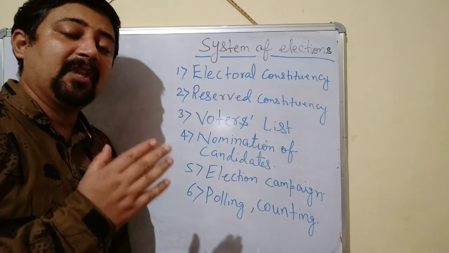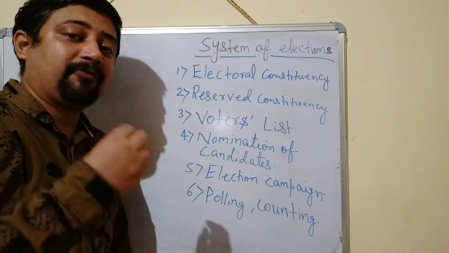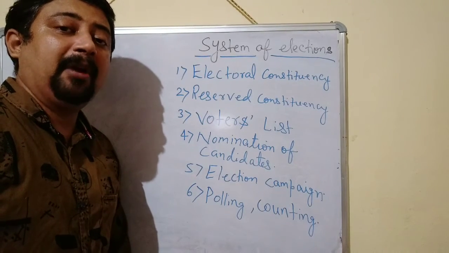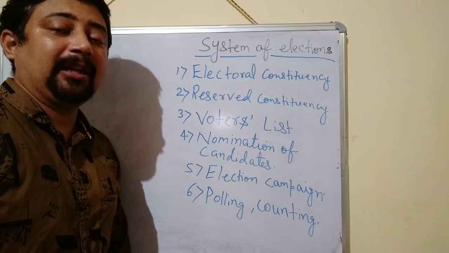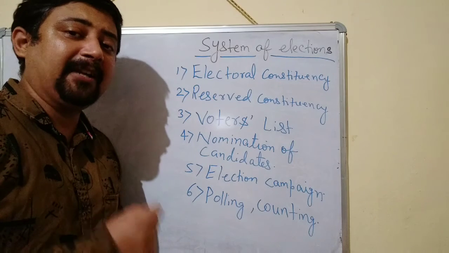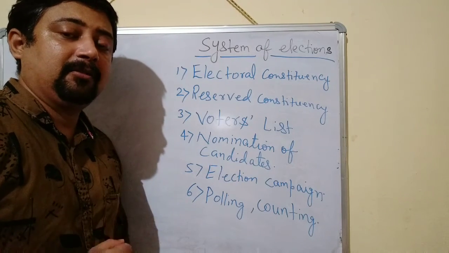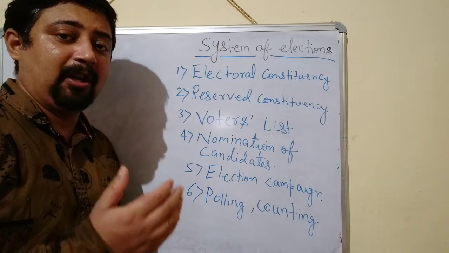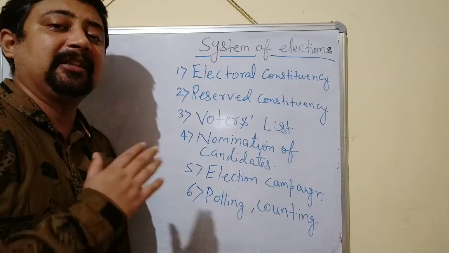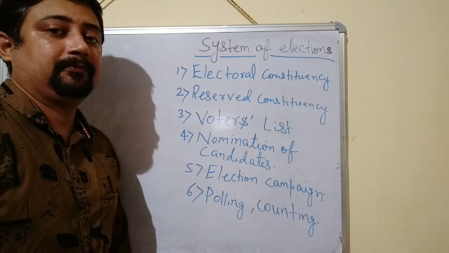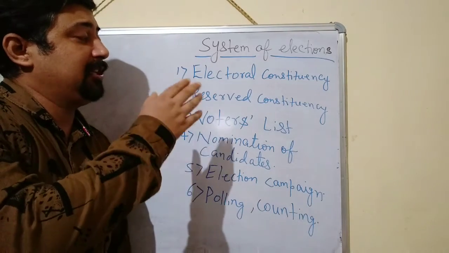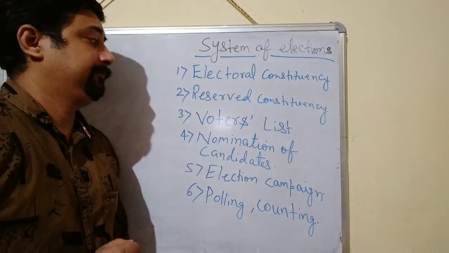The first role is to determine the areas from which our representative will be chosen. And this is done by the delimitation committee or commission. So it is the role of the delimitation commission to set the areas, to bifurcate big areas into smaller constituencies, or to join several constituencies to form one constituency. So basically this is done by the delimitation commission. Here, the Election Commission of India is not going to play any role.